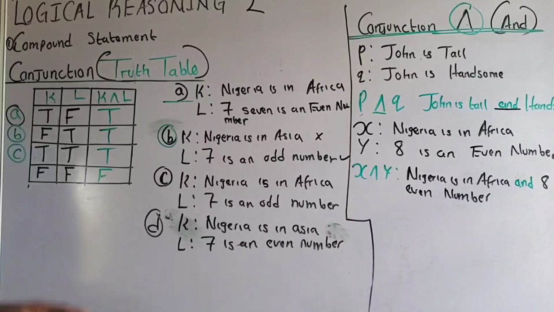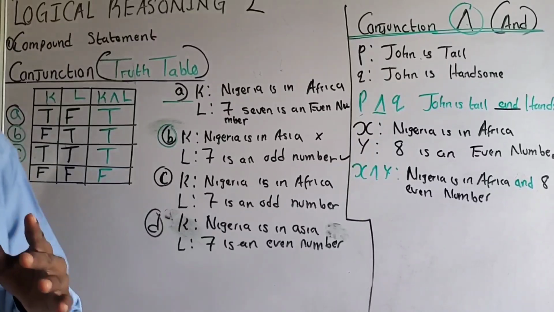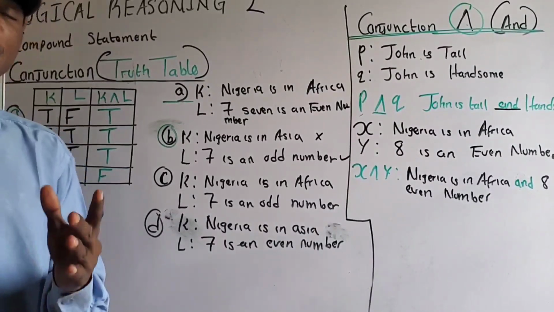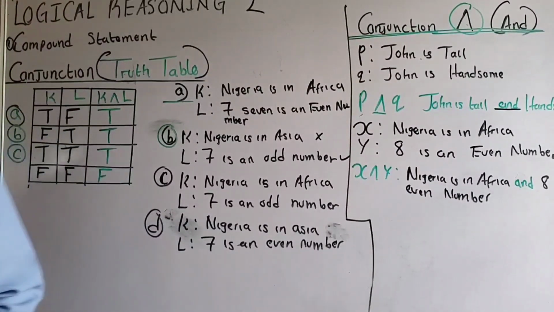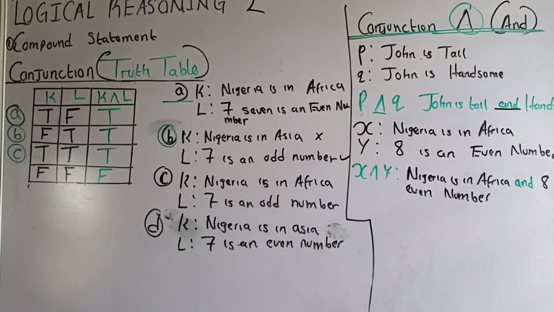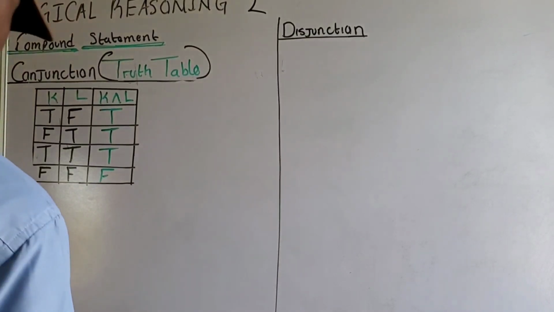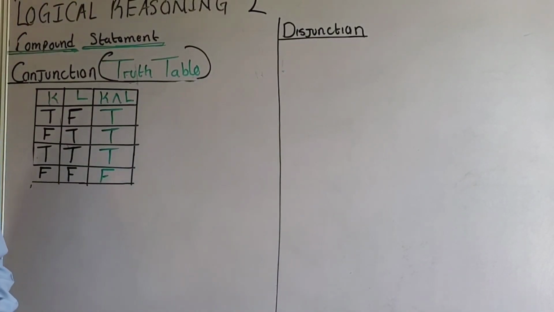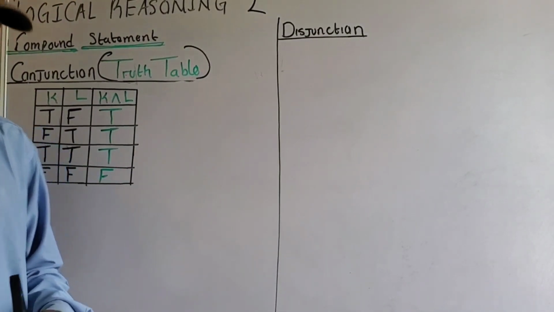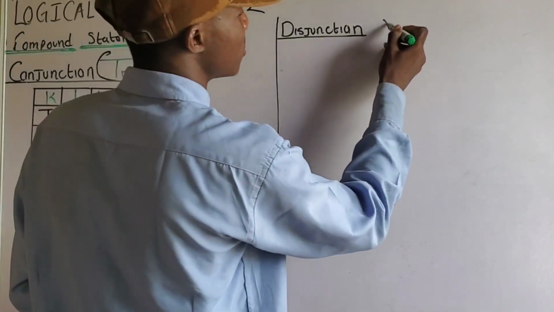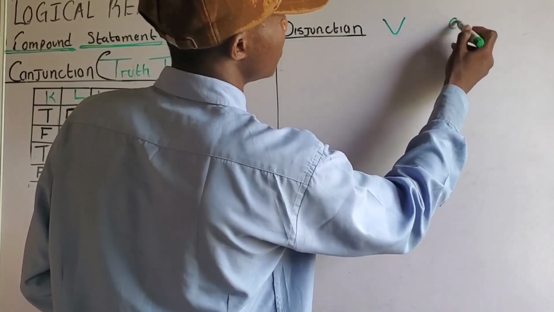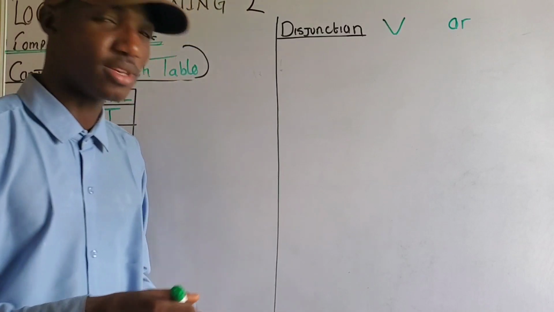Now, having understood what is meant by conjunction and the truth table, let us move to the second connective known as disjunction. Let me just write it out. Disjunction. Disjunction is a connective. The sign is this, and the meaning of the sign is or. Are you getting what I'm trying to say?